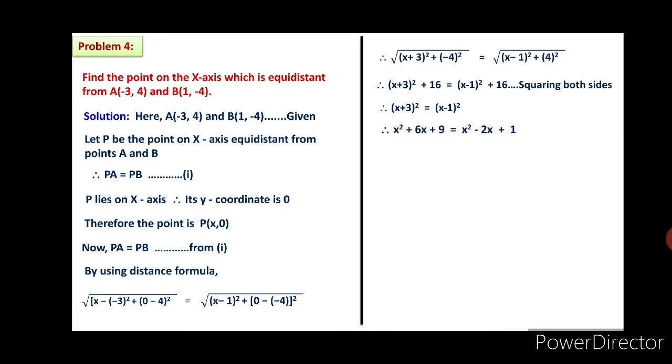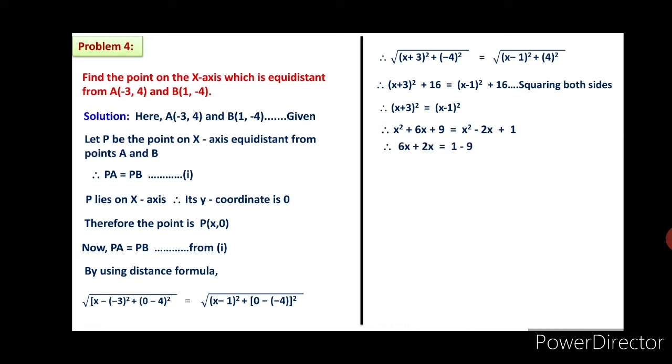Now we will expand this (x plus 3) squared. The expansion will be x squared plus 6x plus 9. We know the formula (a plus b) squared is equal to a squared plus 2ab plus b squared. We will use this one. Apply the same to the right hand side, that is (x minus 1) squared, that is x squared minus 2x plus 1. So x squared cancels.